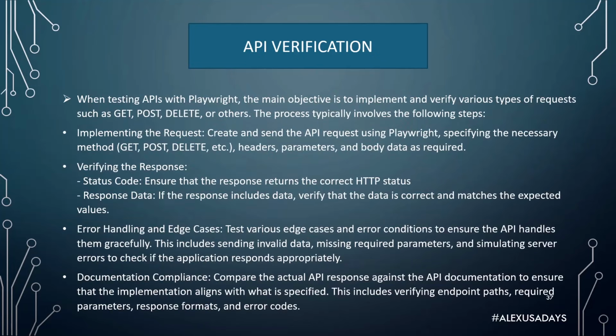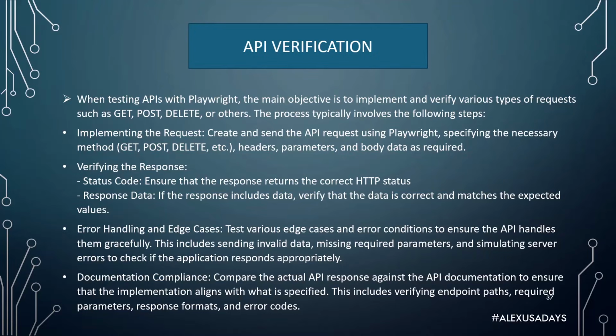Now, when testing APIs with Playwright, the main objective is to implement and verify various types of requests such as GET, POST, DELETE, or others. The process typically involves the following steps: implementing the request, create and send the API request using Playwright, specifying the necessary method, GET, POST, DELETE, and so on, header, parameters, and body data as required. We will take a look at those when we do it. And then verifying the response.